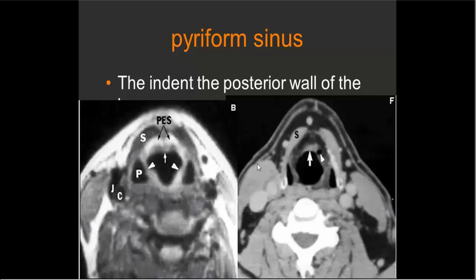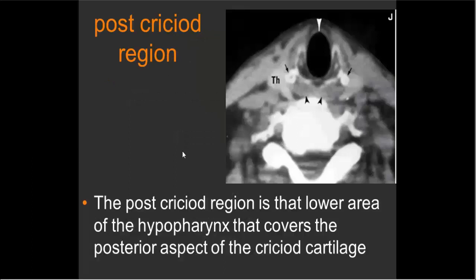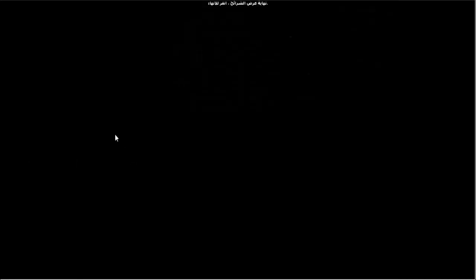As we see, this is very important. The indent in the posterior wall of the larynx is the piriform sinus. The postcricoid region is just a lower area of the hypopharynx that covers the posterior aspect of the cricoid cartilage.